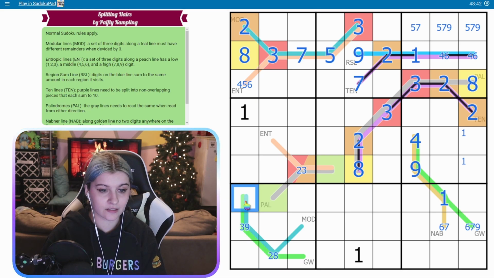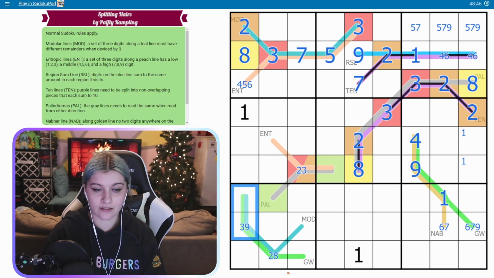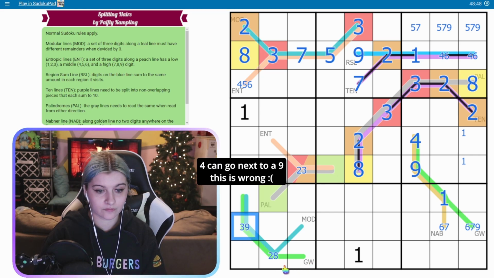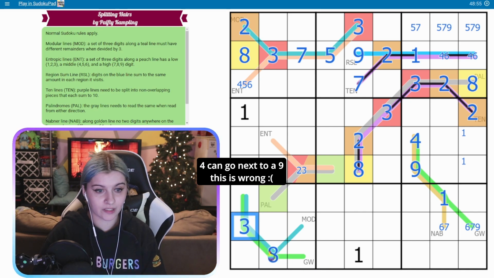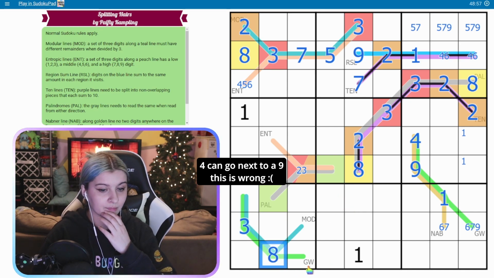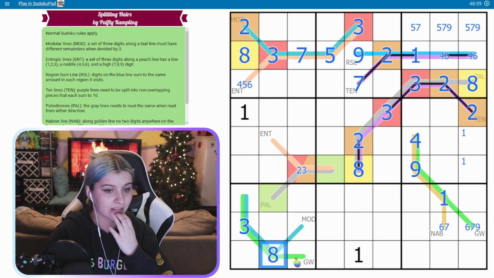After a 9, this could be a 1, 2, or 3, but it can't be a 1, 2, so this would be a 3. But 3 and 9 doesn't work for modular. I didn't believe it. This has to be an 8 or a 3. I should have just gone through all the options sooner. I didn't expect that at all.